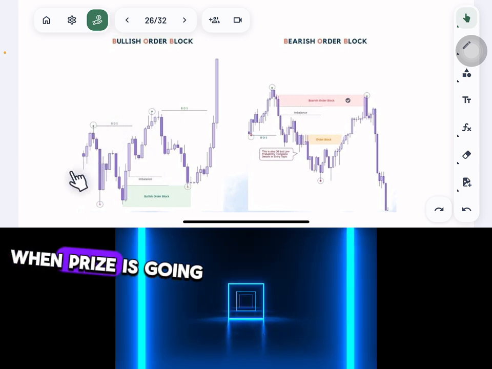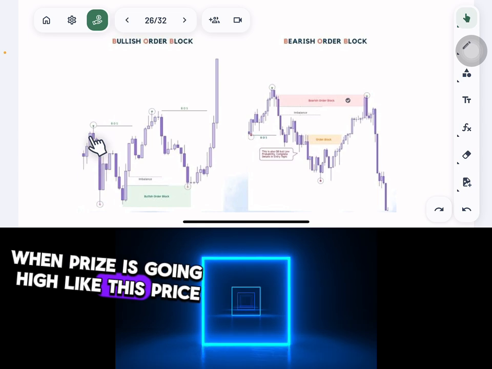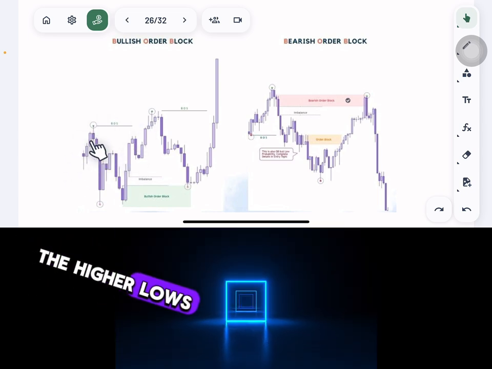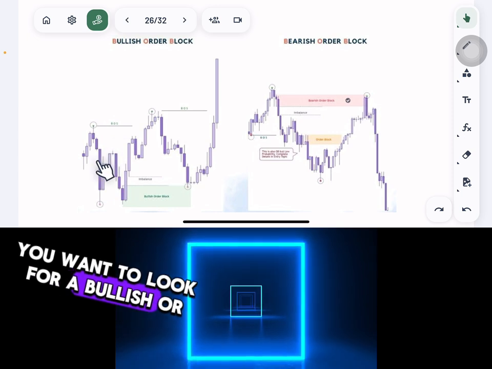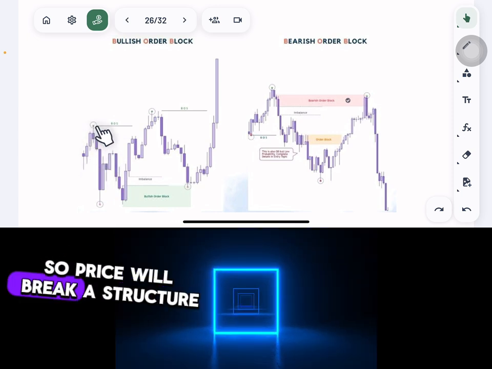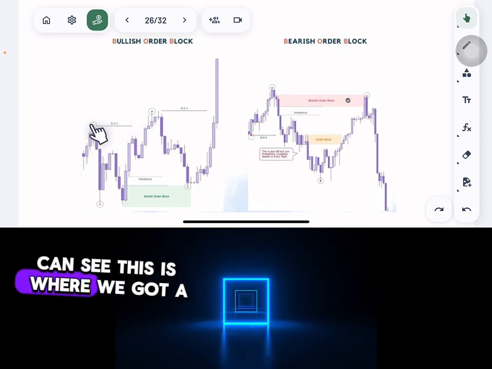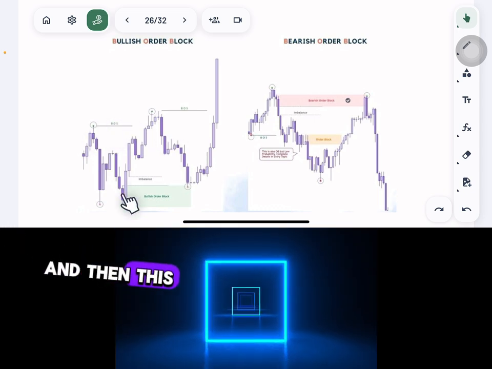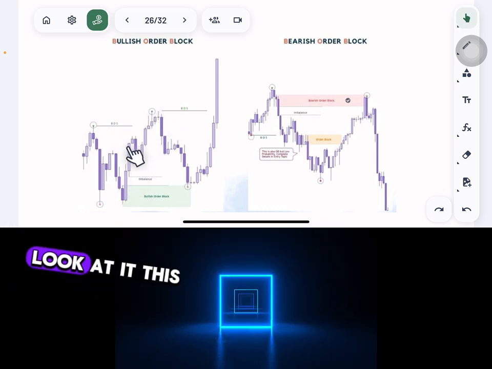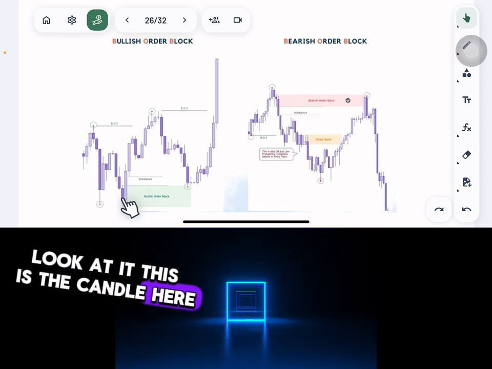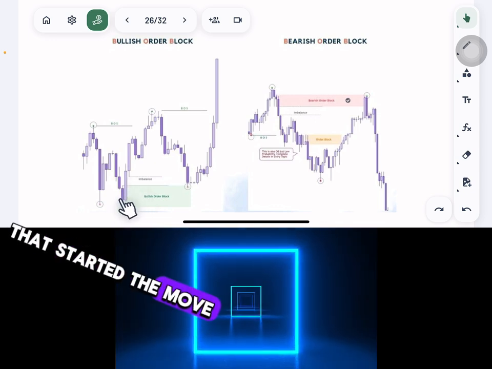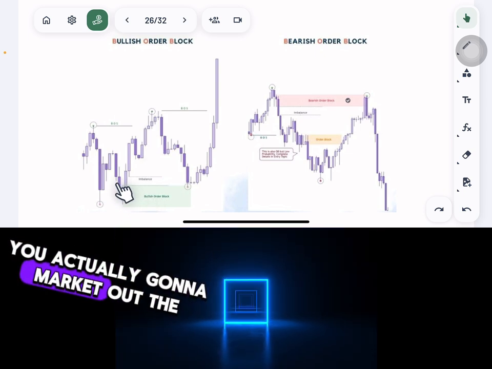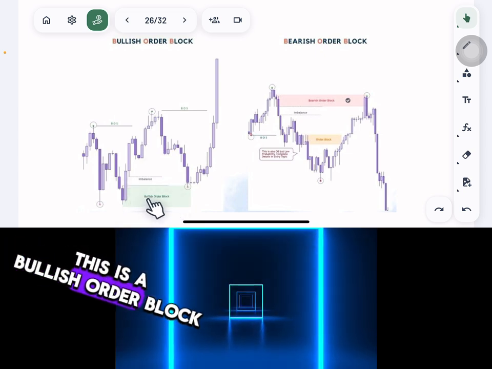Okay, so when price is going high like this, price is in an uptrend making higher highs and higher lows, so you want to look for a bullish order block. So price will break a structure like this. You can see this is where we got a break of structure right here, and then this move that broke the structure, look at it. This is the candle here that started the move that broke the structure. Okay, so you're actually going to mark it out the way we did here. So this is your bullish order block.